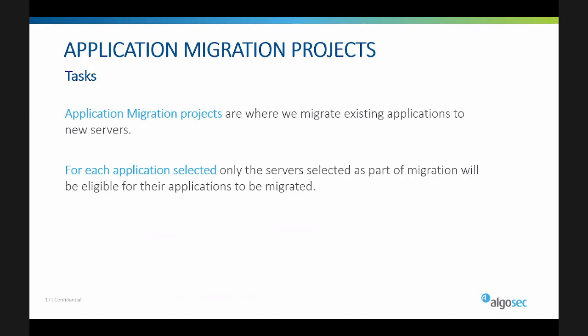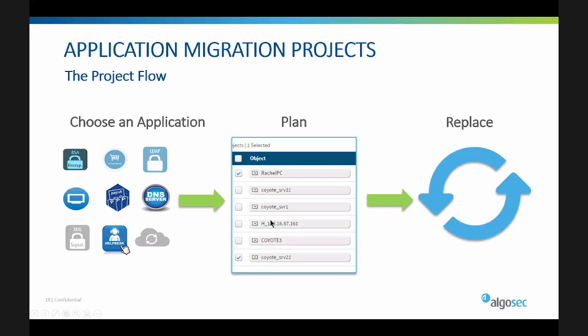We're going to choose the servers that we want to include, and for each application, only the servers that we choose will be eligible to have the applications migrated. Okay, let's see. So here we're choosing from our applications the ones we want, get a plan. This is exactly what we need to do. And then we're going to replace the existing objects with new objects. So these are the objects that point to the old server, to the on-prem server, and I'm going to replace them with objects that point to AWS in the example I chose.